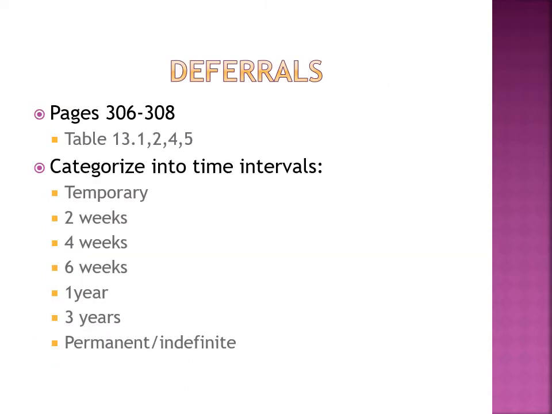So if we look on page 306 to 308 on tables 13.1, 2, 4, and 5, we're going to see reasons for deferrals. For indefinite deferrals, different deferral periods for different things, and they're categorized into time intervals. We have temporary deferrals, 2 weeks, 4 weeks, 6 weeks, a year, 3 years, and then permanent or indefinite.